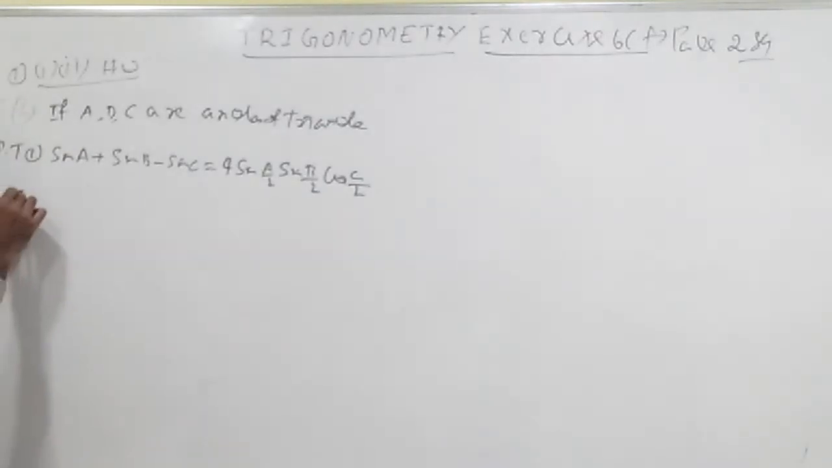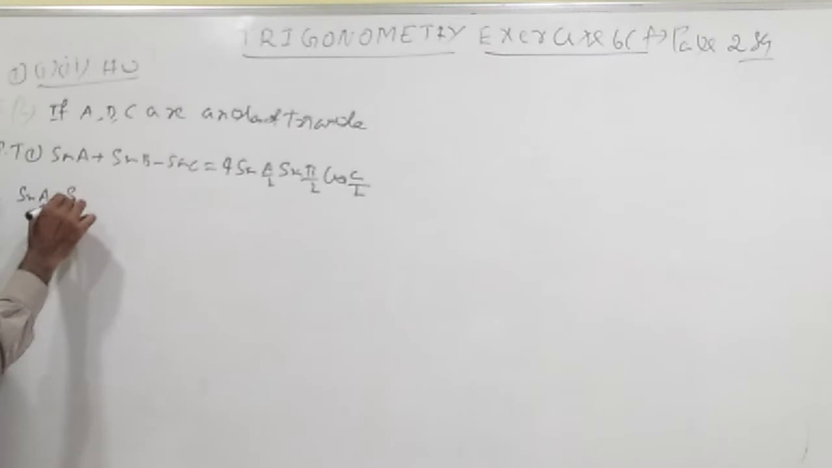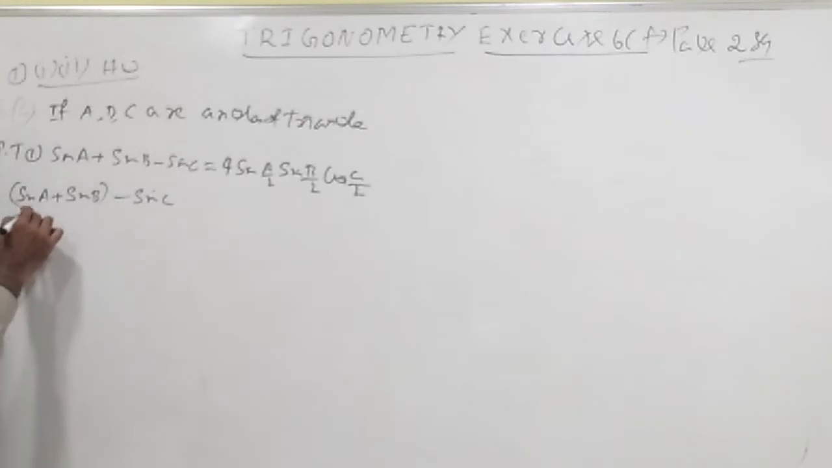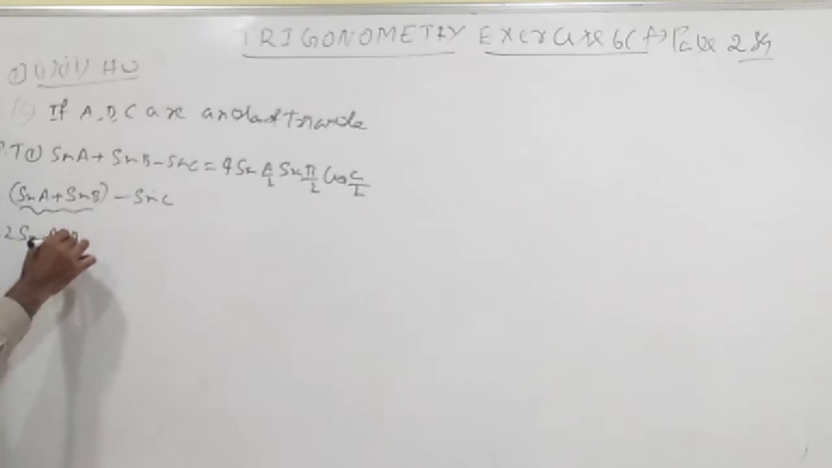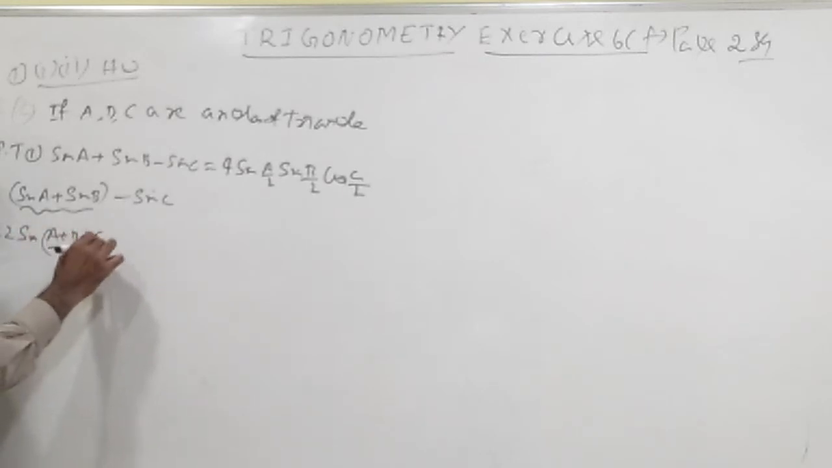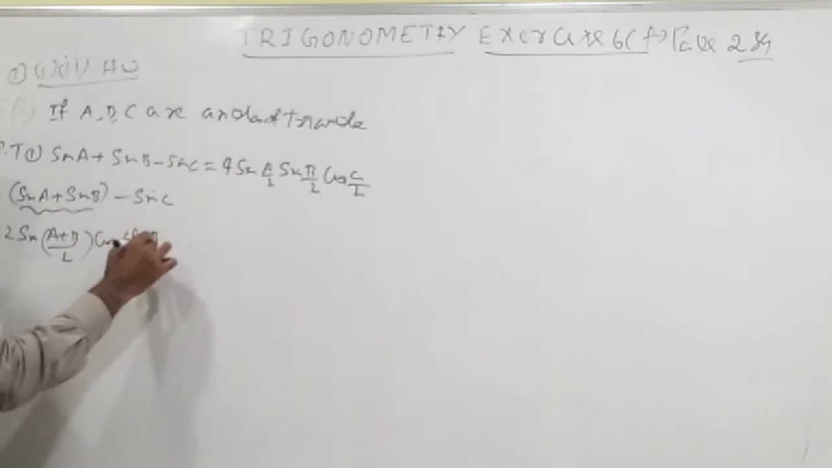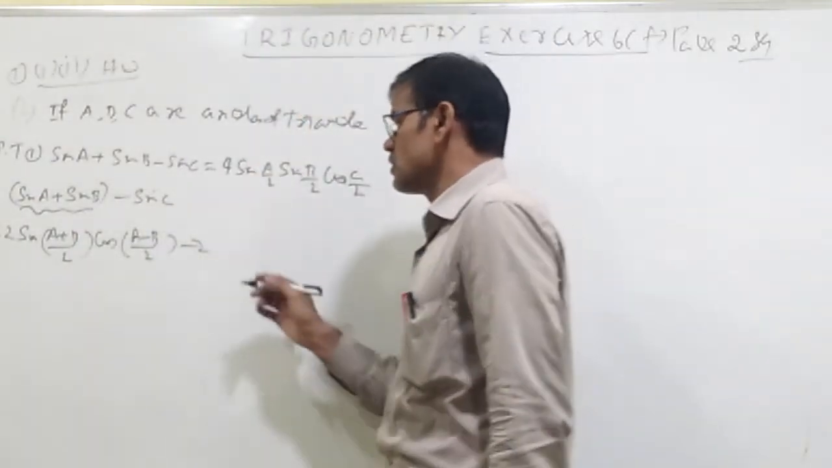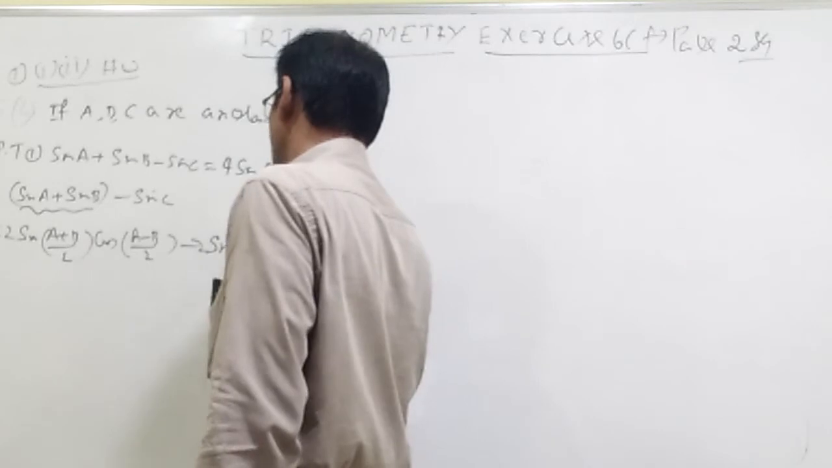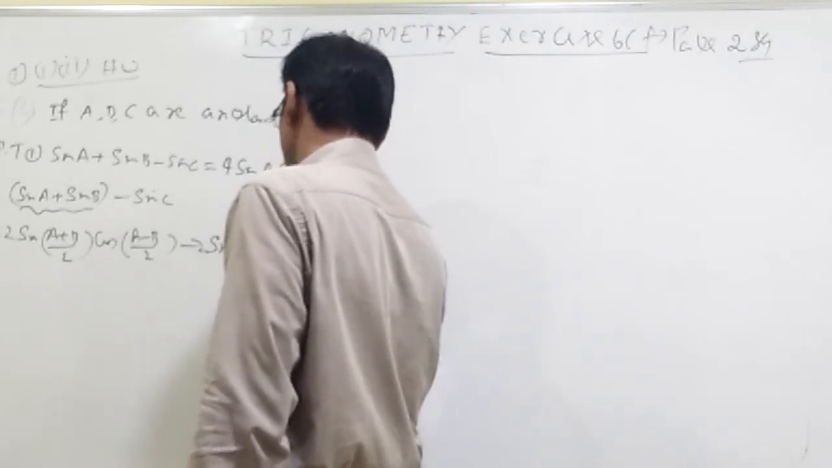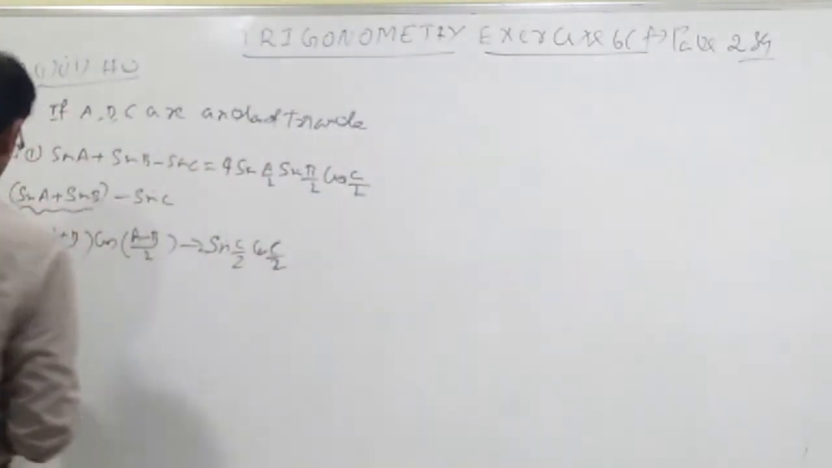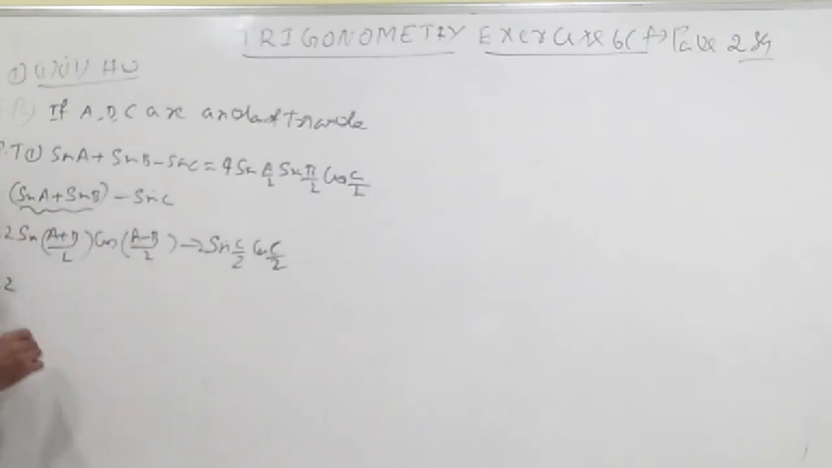Taking LHS, here sin A plus sin B is a group, minus sin C is a group. The sin C plus sin D formula we have learnt as 2 sin (C plus D) by 2 into cos (C minus D) by 2. So 2 sin (A plus B) by 2 into cos (A minus B) by 2, minus the sin 2A formula, 2 sin A cos A. In the similar way, for the submultiple angle of sin C, you can write 2 sin C by 2 cos C by 2.